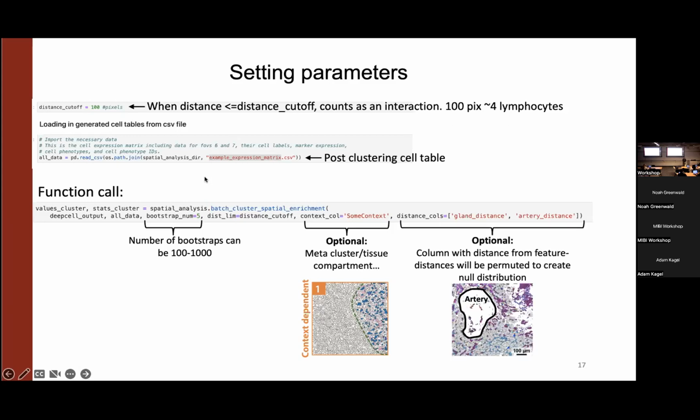And we've mentioned previously that you can use this algorithm not only for enrichment between cell types, but also for enrichment between cell types and some histological features. So for instance, if you would like to know which types of cells are enriched around arteries or glands inside your tissue, what you could do is add more columns to your cell table, which indicate the distance of each of your cells to the nearest feature of that type.